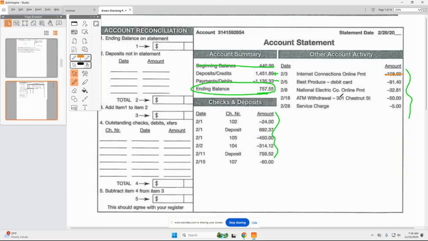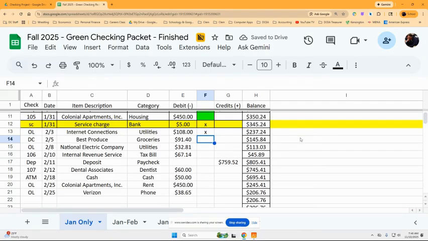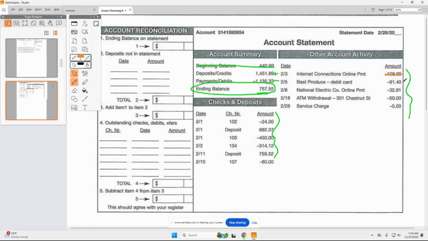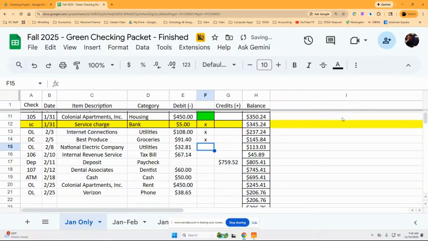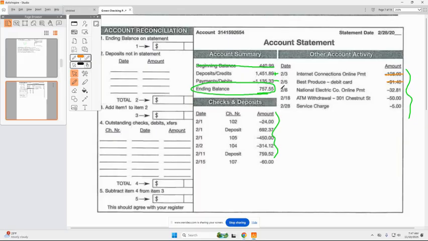Next one is a debit card for $91.40. From our point of view first, bank's point of view second. $91.40. Next was an online transaction, National Electric Company, but look at the number, $32.81. National Electric Company, $32.81.